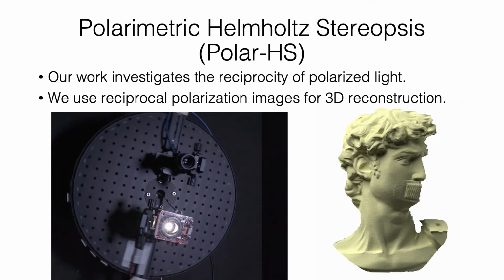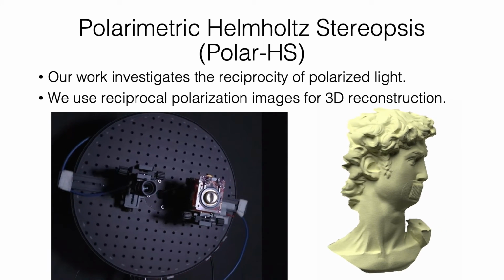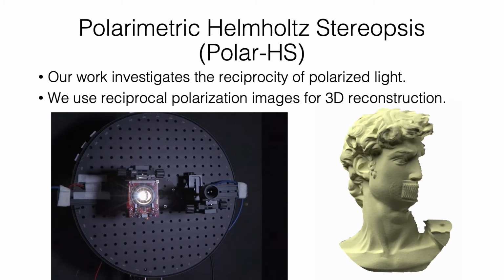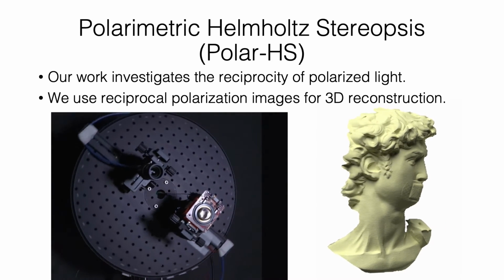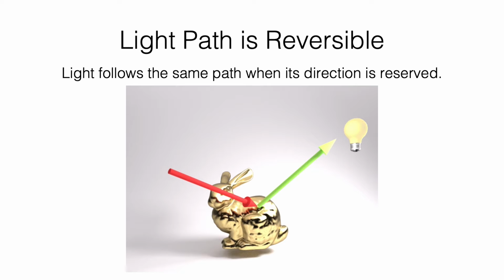Our proposed method uses the reciprocity of polarized light for 3D reconstruction. It can recover high-quality surface geometry with a few reciprocal polarization images. We all know that the light path is reversible, which means that when the lighting direction is reversed, the light follows the same path to go back.